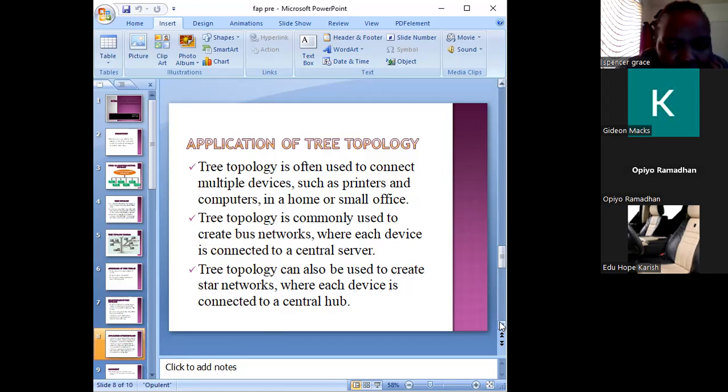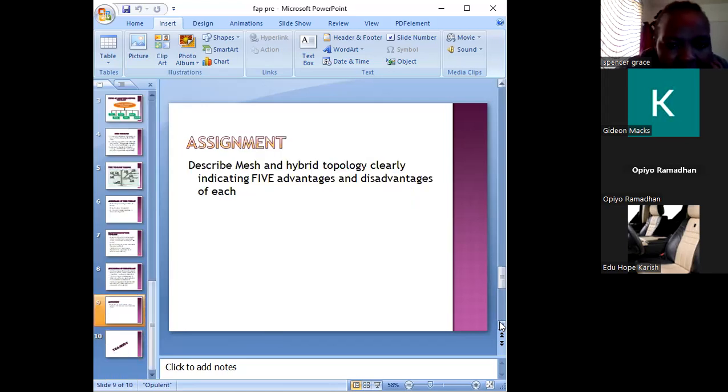So we have come to the end of our lesson today. I need someone to recap on what we have discussed during this lesson. Gideon, brief summary of what we have done. We have discussed the tree topology, whereby computers are connected through a single path known as a trunk. Then we looked at the advantages of tree topology, and the disadvantages, then the application of the tree topology.